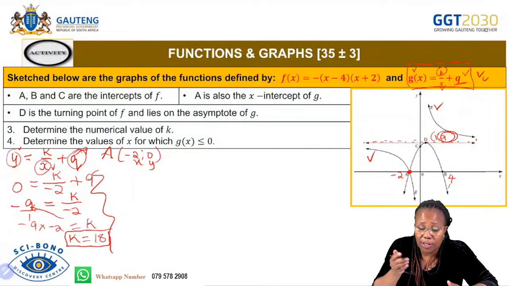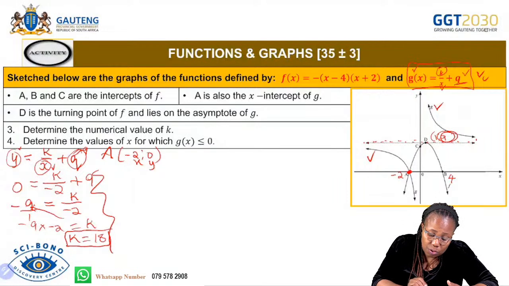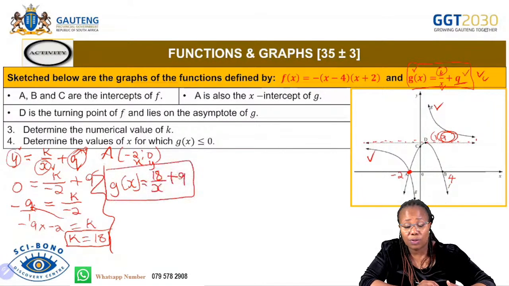If we were asked to write the equation for g(x), because that is a possible question, determine the equation of g, this is the method we are following. We must conclude that the equation of g(x) will be equal to 18 over x plus 9, the value of q. That is the actual equation for that.